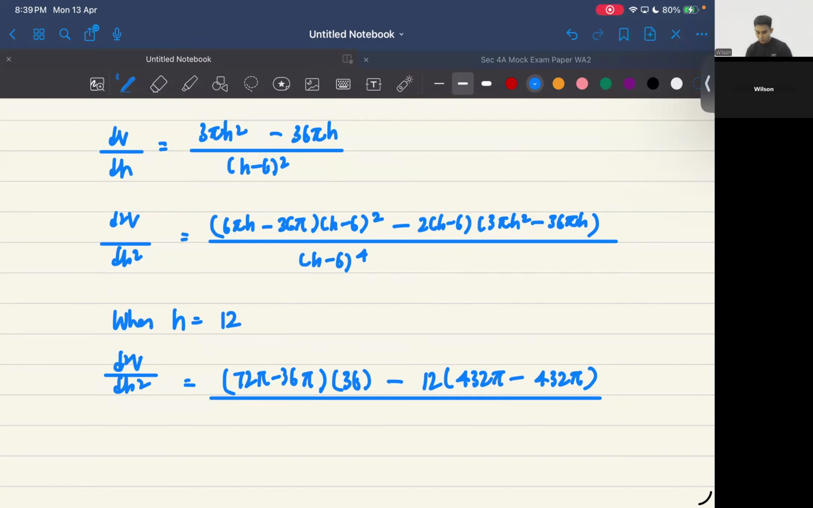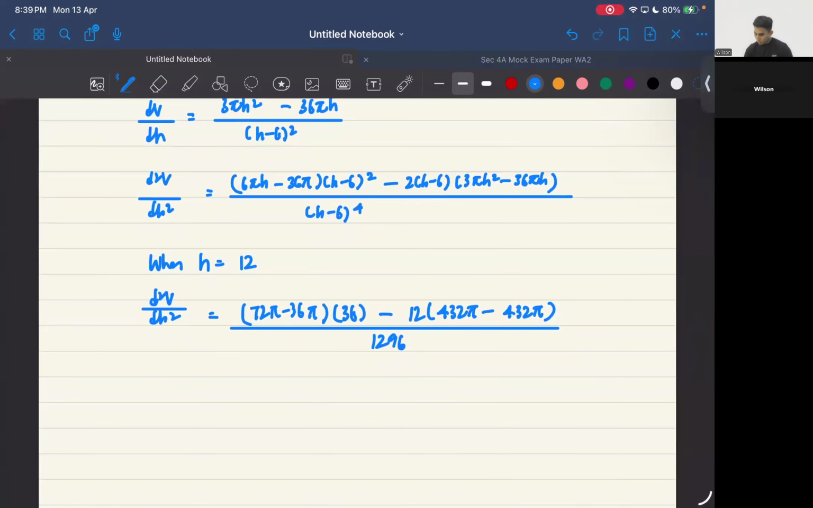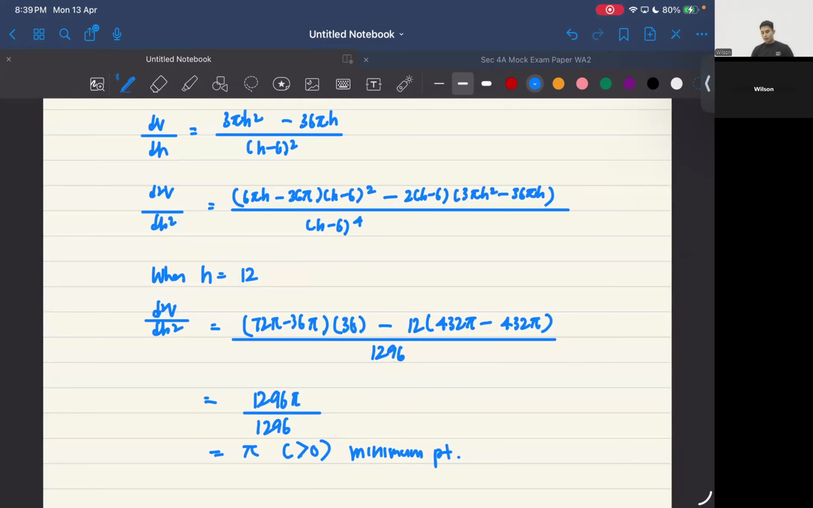What is 6 to the power of 4? 1296. So this part, the whole thing is 0. Agree? Okay, so I would have 36 times 36 is 1296 pi divided by 1296 over here, which is equals to pi, right? Which is greater than 0. So in this case, this is a minimum value. Okay, a minimum point. So this is your final answer.